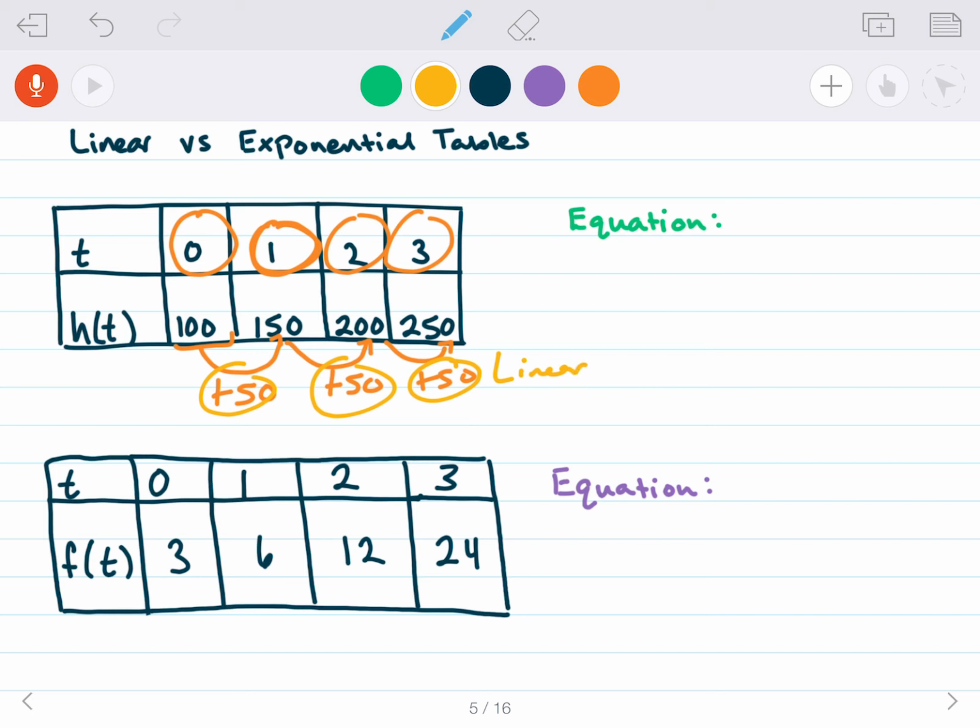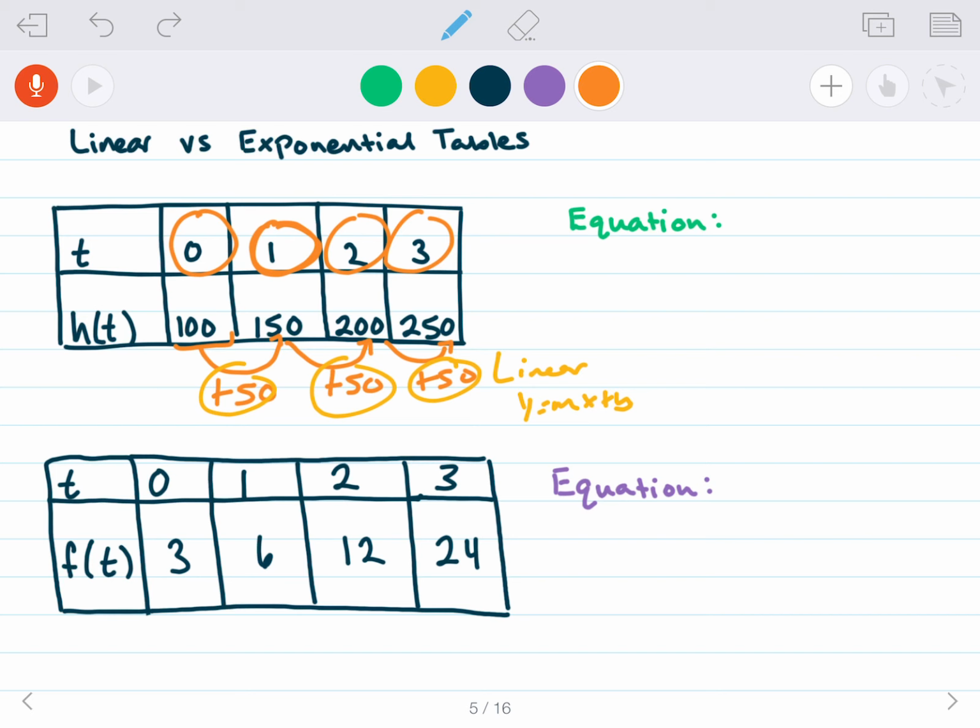Okay, so this is going to be of the form y equals mx plus b. And instead of y, I'm going to be using h of t, and instead of x, I'm going to be using t, because those are my variables. Okay, so first of all, my slope is going to be this constant addend, or whatever we're subtracting by, or whatever we're adding by.